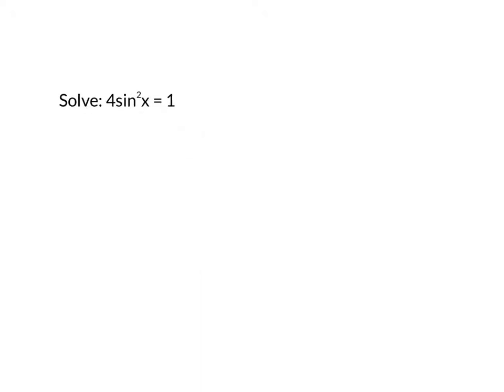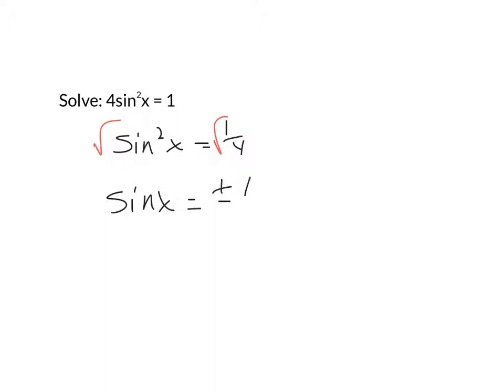All right, try another one. 4 sine squared x equals 1. I'm going to divide both sides by 4, which gives me 1/4. Now that says sine squared. To get rid of the square, I'm going to take the square root of each side. The square root of sine squared is sine x, the square root of 1/4. Don't forget, when you take a square root inside an equation, you've got to put a plus or minus in front of the 1/2. So this is asking you where is sine either positive half or negative half.